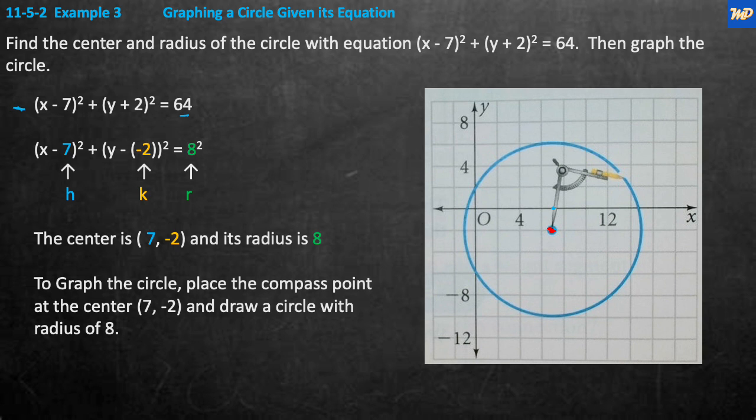Well, what's the best way to do that? If you have a graph that's pretty accurate, you can lay your compass point at 0 and stretch it out 8. And then that's your measure. You can measure easily relative to your graph. Once you have the measure relative to your graph, take your point and put it where the center is, and then draw the circle, and you'll have your radius of the circle. So what you do is graph it: place the compass point on the center, and then draw the circle with a radius of 8.